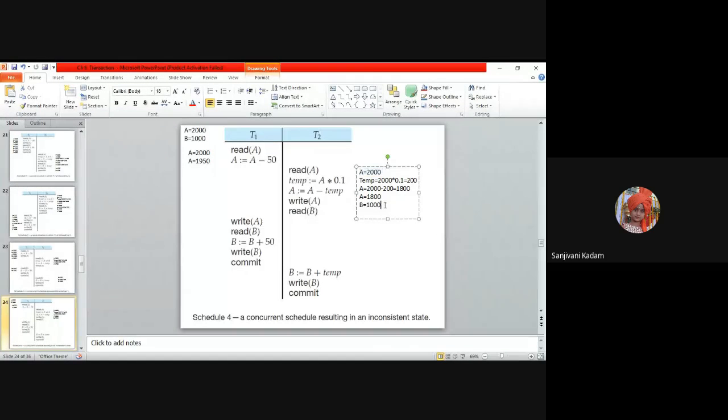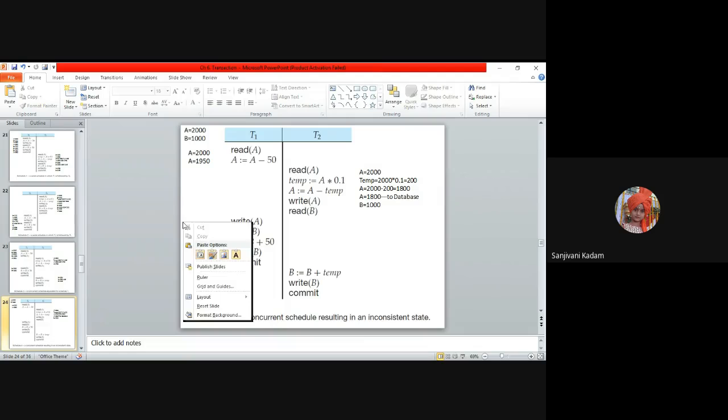Okay, so now this will write A equal to 1800. So this write operation has been done, and again after that, read B will make B equal to 1000, because this was the older value. So here I will make that change to the database. So this is writing the new value to the database. And now here, write A.